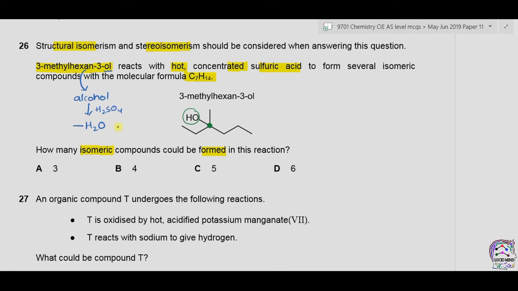Hydrogen will be removed from an adjacent carbon, which could be this one, this one, or this one, as all three are adjacent to this OH carbon. So when a hydrogen atom from an adjacent carbon is removed and OH from this carbon is removed, it will form an alkene. So three different alkenes can be formed. Now the first possible product could be this one.